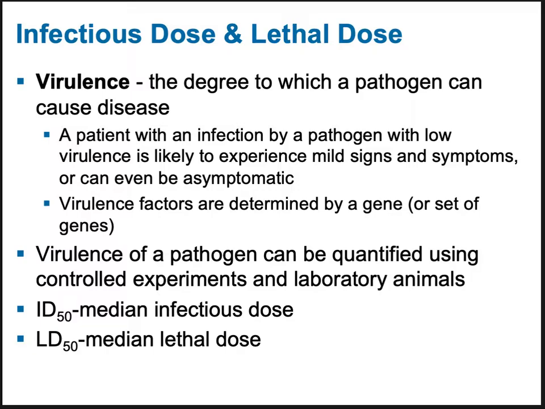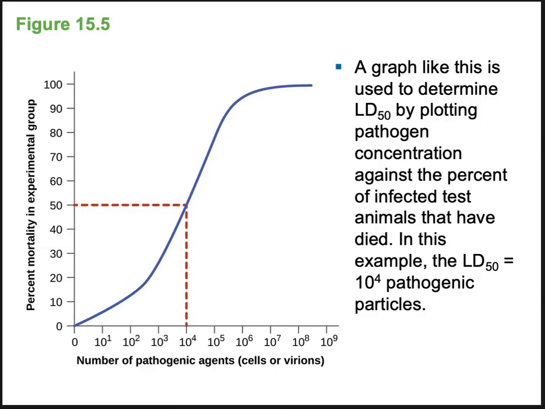And so we have these two terms. One's called the infectious dose. ID50 means the amount of microbes that are required to cause disease in half of the test population. And the LD50 is the lethal dose, the amount of pathogens required to kill half of all of the inoculated test animals. And with that, here is a figure.